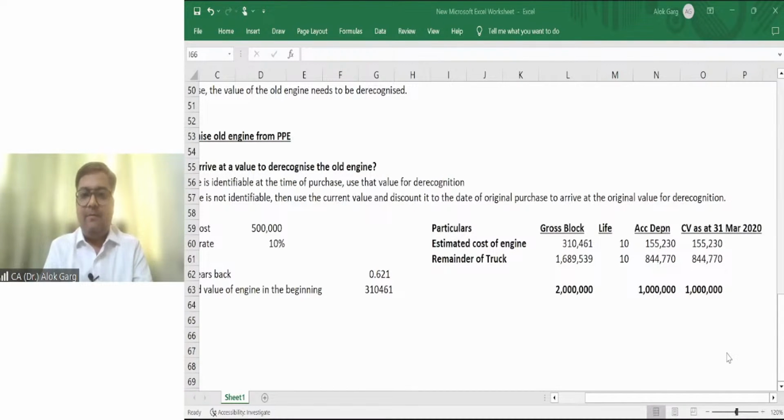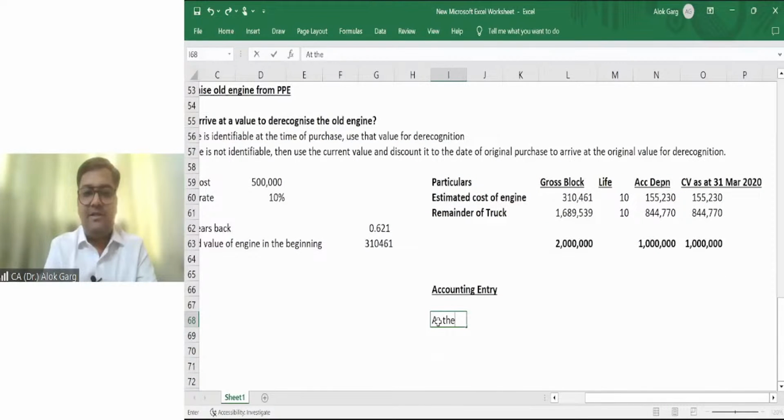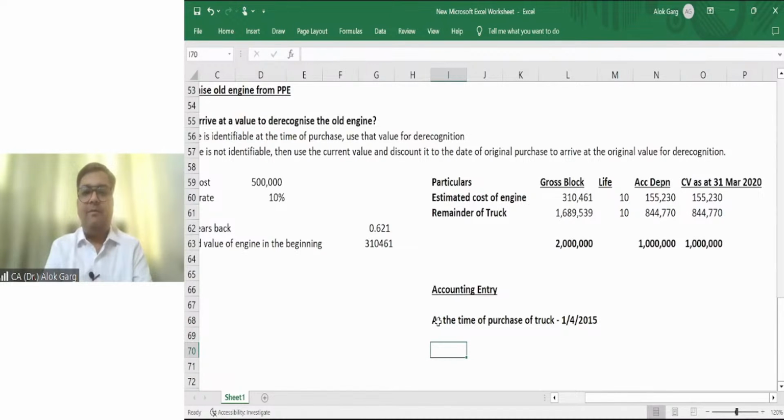Very good. Now, friends, let me make you understand the accounting entry for this. So I'll write the accounting entry straight away from the beginning. You need to quickly help me in drafting it. Tell me the accounting entry at the time of purchase of truck, 1st April 2015.